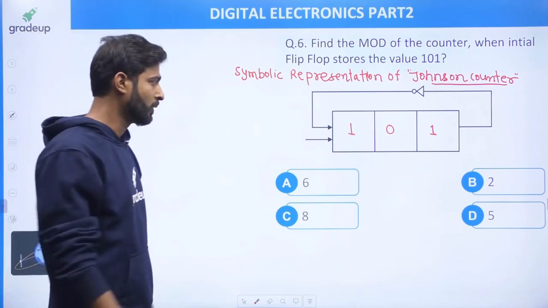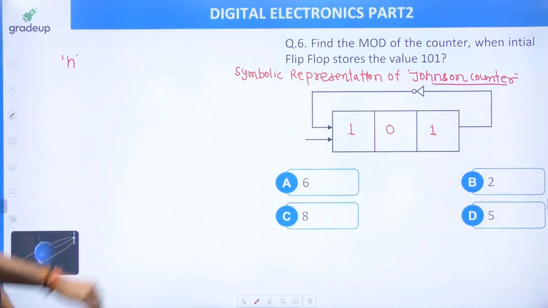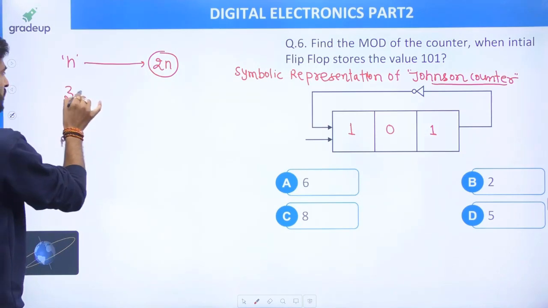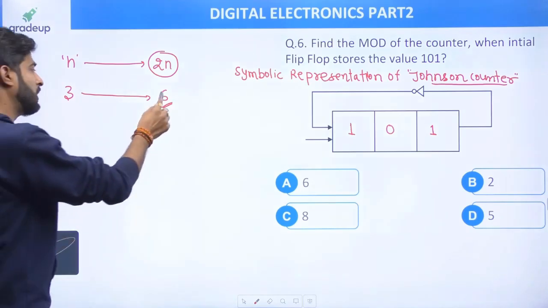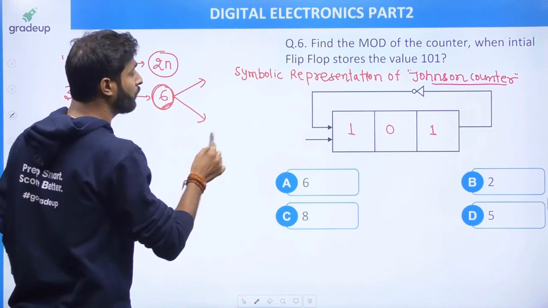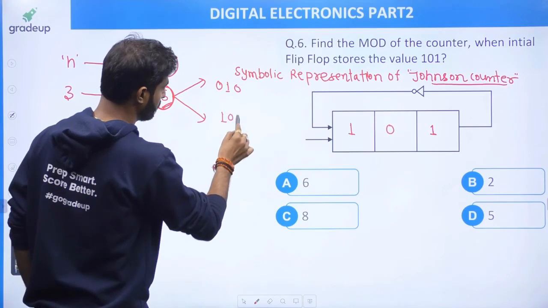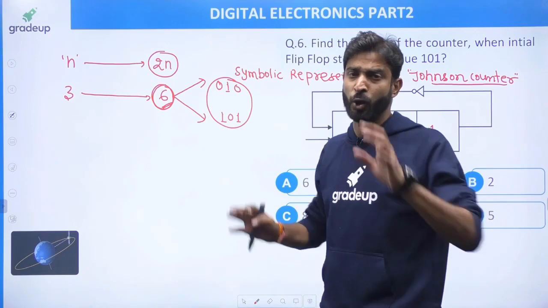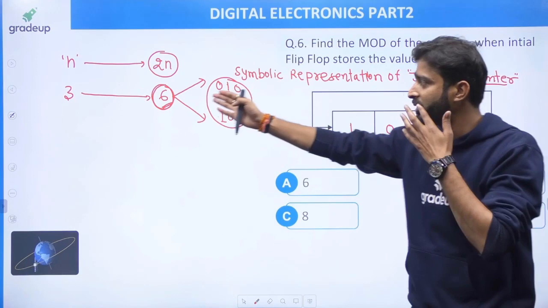Now, my dear friend, in the Johnson counter, we know that if there is an n-bit Johnson counter, then the mode of the counter is 2n. So for a 3-bit counter, the mode should be 6. Only 6 states are present. 2 states are not present, which are not part of the Johnson counter. Which 2 states? Those are 0, 1, 0 and 1, 0, 1. Because with 3 bits, a total of 8 conditions are possible, and the Johnson counter uses only 6 out of 8. That's why the mode is just 6.